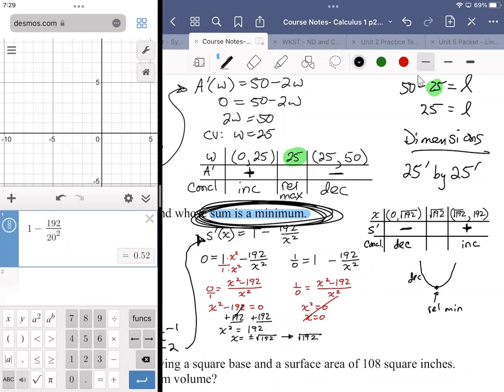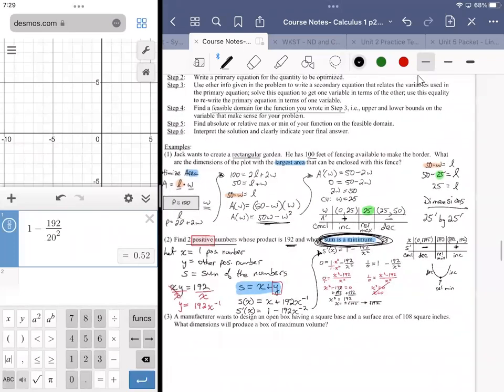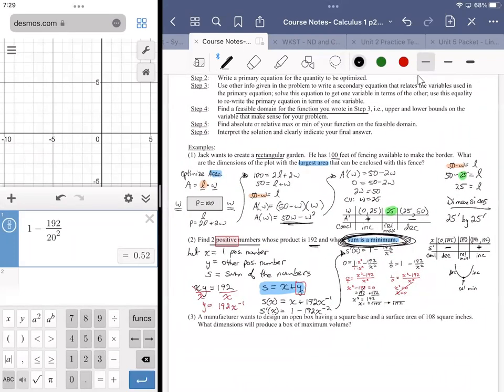So a decreasing function followed by an increasing function gives a relative minimum. Based on the framing of the question, we already have an idea of where we're going with this. We just needed to get there. So then, instead, find 2 positive numbers. One of those numbers we now know is radical 192.